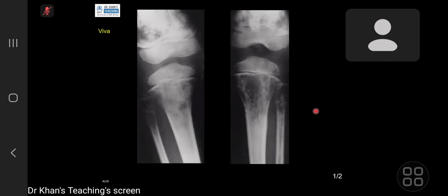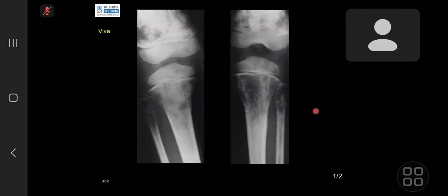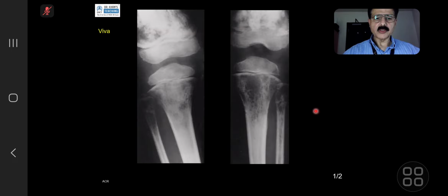This is serpiginous. I think in the tibia there are serpiginous changes in the metaphyseal sclerotic areas. My conclusion is that this is maybe also the same as sickle cell anemia, I think. Okay. Thank you.